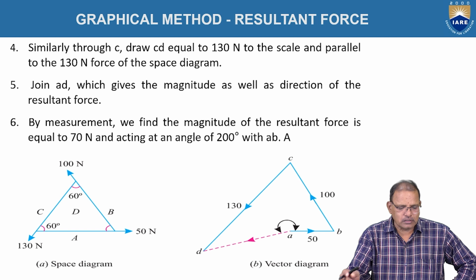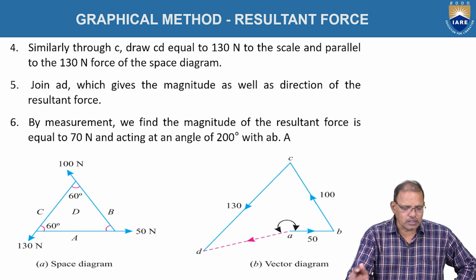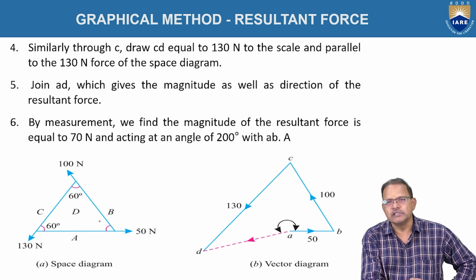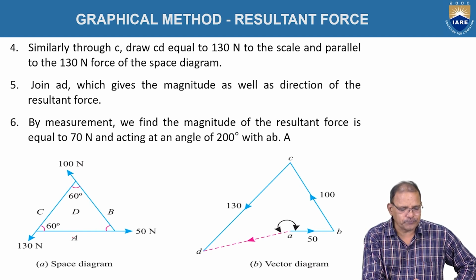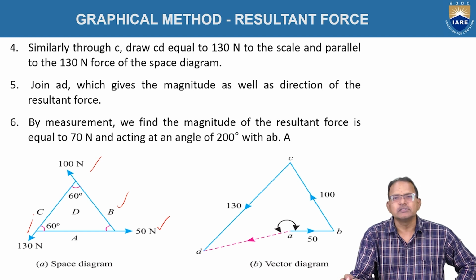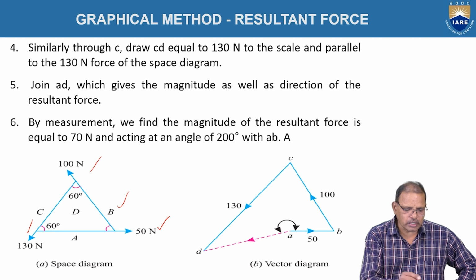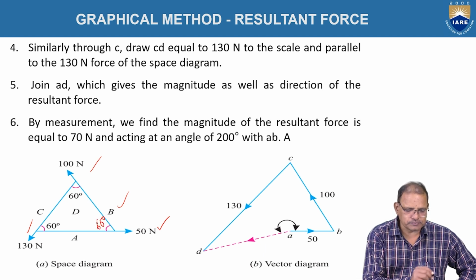Here, figure 1a is representing the space diagram of forces acting on a triangular object. On the bottom face it is represented AC, A 50 newtons, B 100 newtons, and C 130 newtons, taken in order. That means they are acting in tail and head fashion. The triangle is an equilateral triangle as shown in the figure.